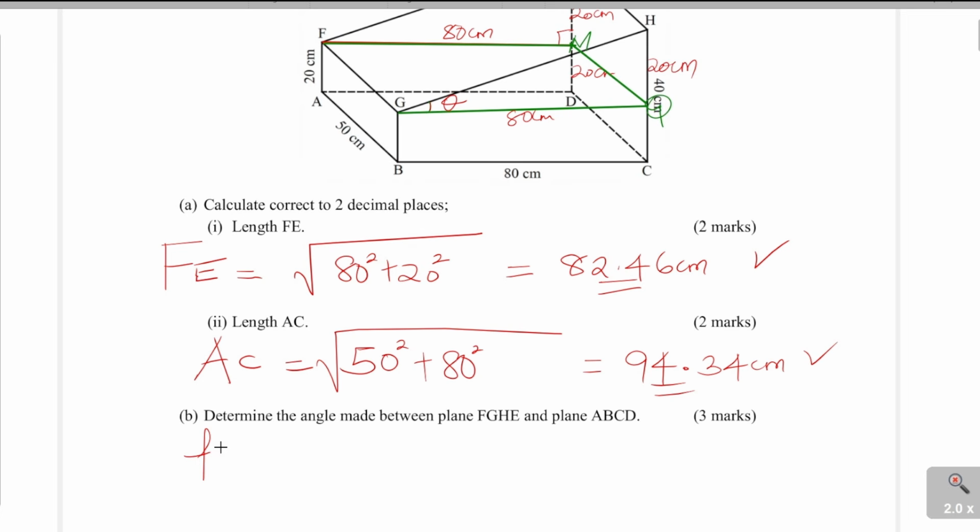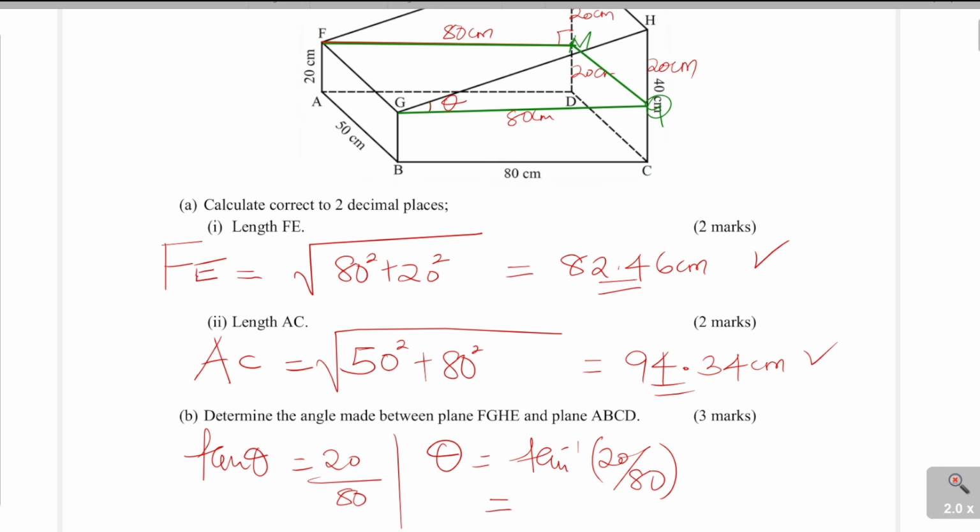So we shall use tan of theta is given by the opposite side, which is 20, divided by the adjacent. The adjacent is 80, like that. Therefore, theta will be given by the tan inverse of 20 divided by 80. And this one gives 14.04 degrees when you work it out. So that is the angle required.